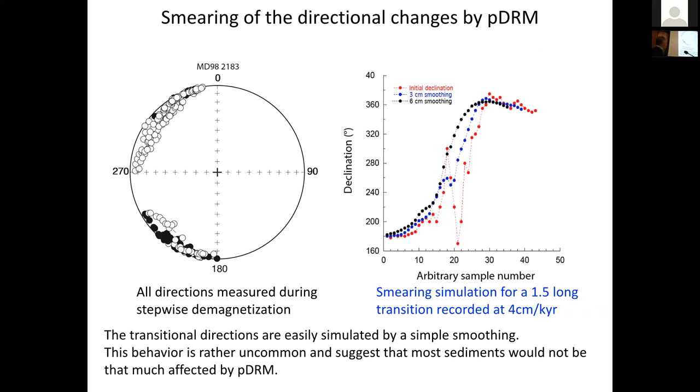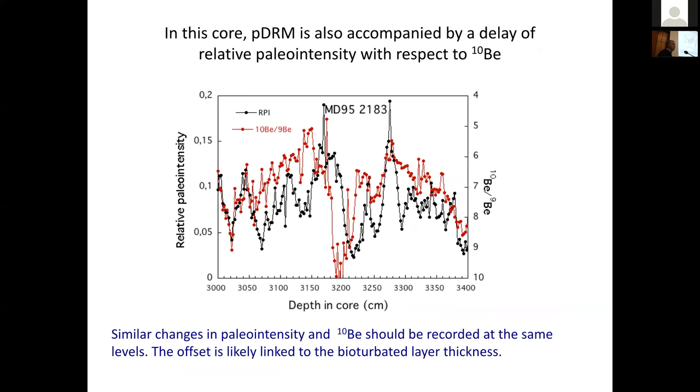There is another interesting observation behind this record: when we look at the beryllium 10 record in terms of intensity, there is a clear offset between the relative paleointensity here in black and the beryllium 10 over beryllium 9 record in red. For those who are not really familiar with beryllium records, I'm going to say a few words about it. Beryllium 10 is produced in the upper atmosphere. It's a spallation product which involves the galactic cosmic rays on the nitrogen and oxygen atoms.